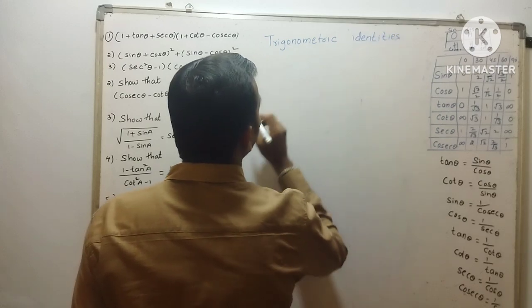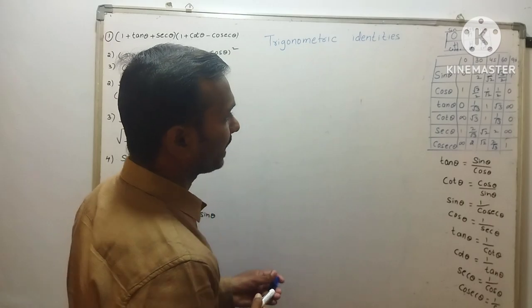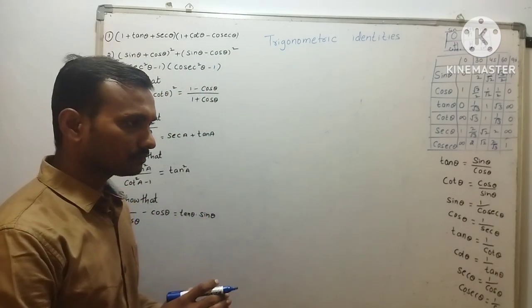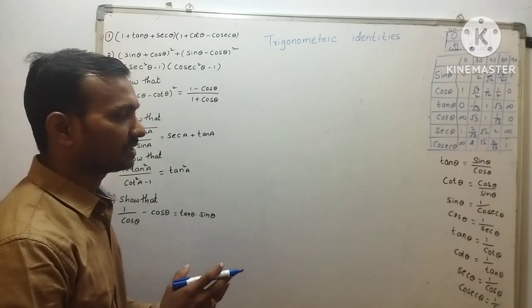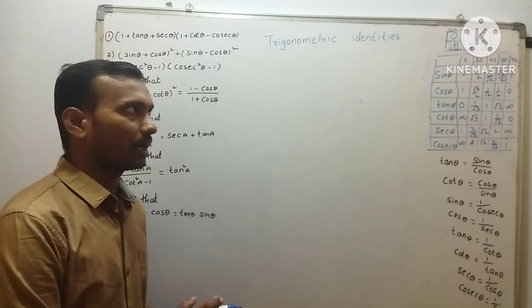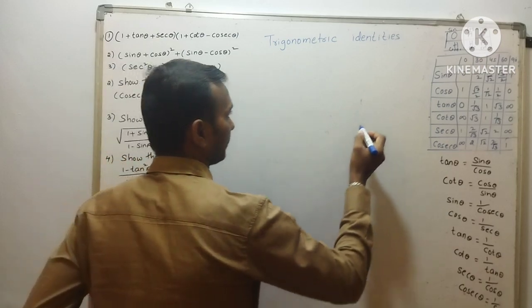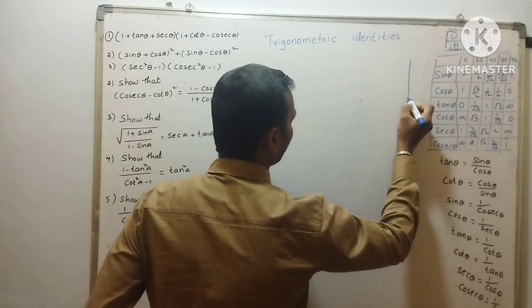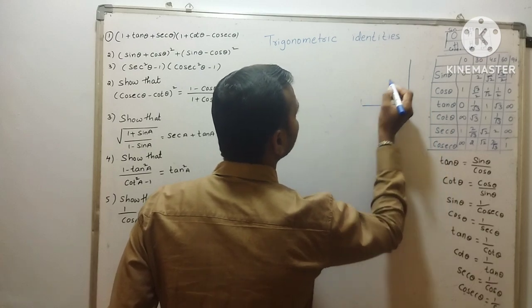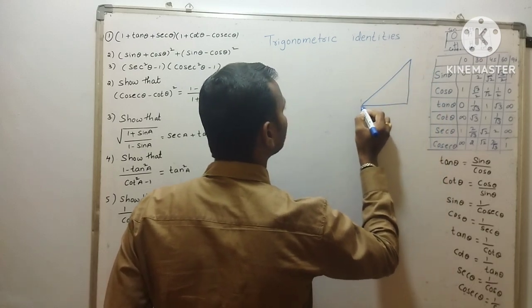We have three trigonometric identities, that is sin square theta plus cos square theta equal to 1, secant square theta minus tan square theta is equal to 1, cosec square theta minus cot square theta is equal to 1. So first you take one right angle triangle. ABC is the right angle triangle, right angle at B.